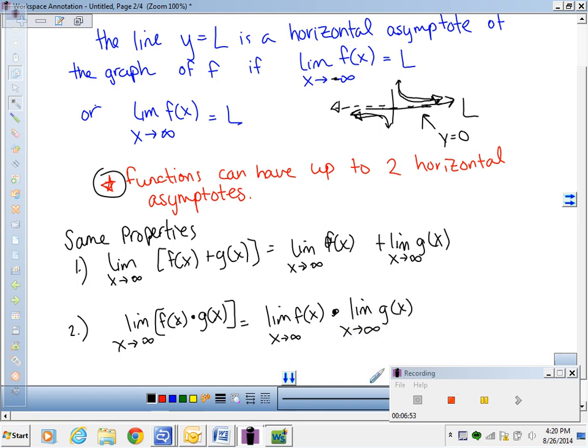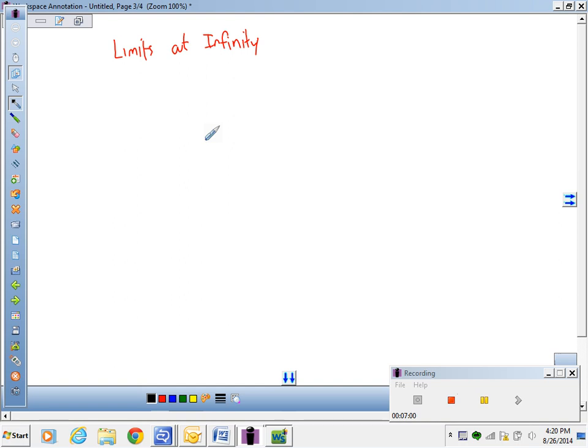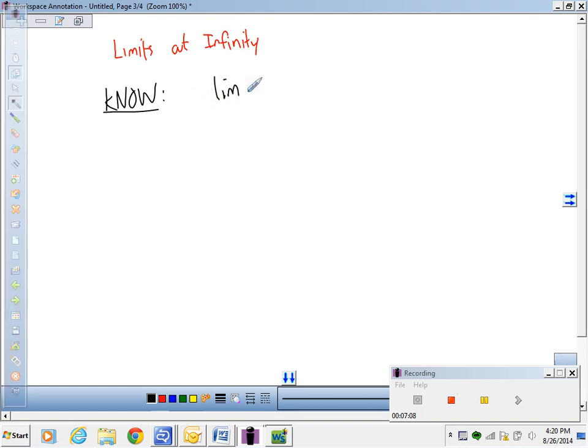So we have those 2 properties right here. Alright, so one property though that you need to know for sure is, so I'm gonna write this. You have to know this, that the limit of a number over x raised to a power as x approaches infinity is equal to 0. Okay? And the same goes for when the limit of a number over x raised to a power as x approaches negative infinity is also equal to 0.